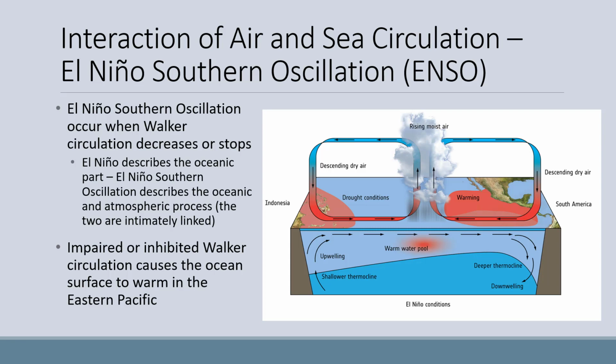The impaired or inhibited Walker circulation causes the ocean surface to warm in the eastern Pacific because winds are no longer pushing water westward. The area of atmospheric low pressure starts to migrate eastward, and ocean currents follow. This causes warm water to pile up in the eastern tropical Pacific and causes downwelling. This kills the local fishery during El Niño events.